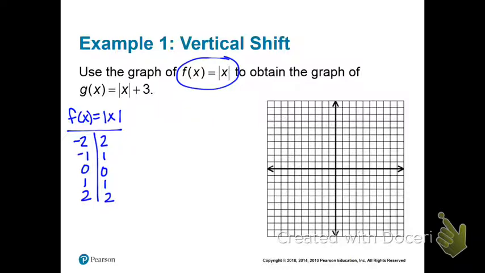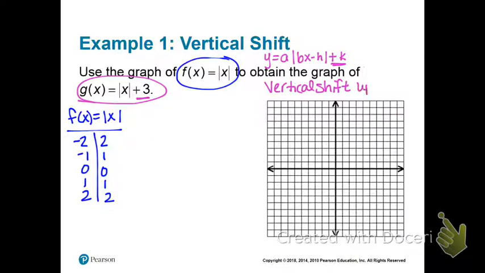And so now for our new function, g of x is equal to the absolute value of x plus 3. Well, first, what do we expect that plus 3 to do to our graph? Remember, this is in the form of the absolute value function, a times absolute value of bx minus h, plus k. That 3 is in the place of the k, and if you look at the notes that we took, it's going to tell you that k is a vertical shift, and a plus k is going to go up k units, so this is going to go up 3 units. So I expect to see my graph raised up 3 units.